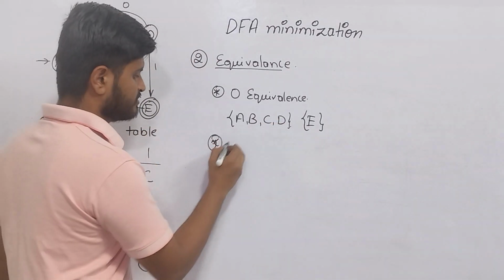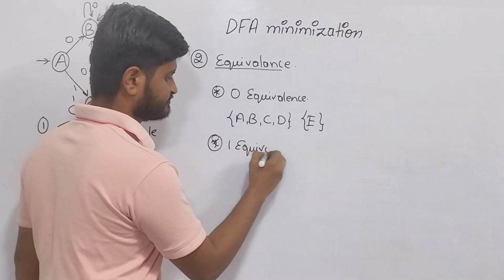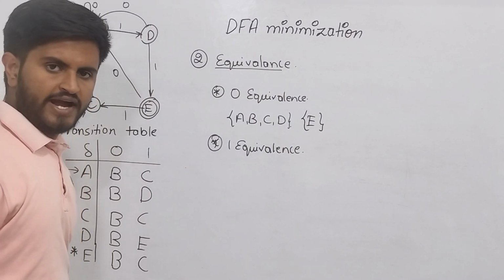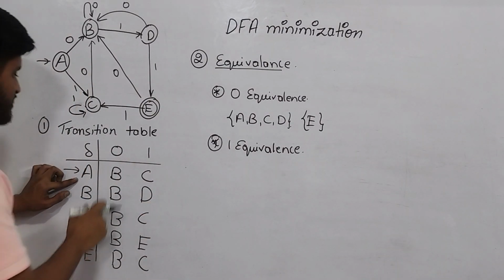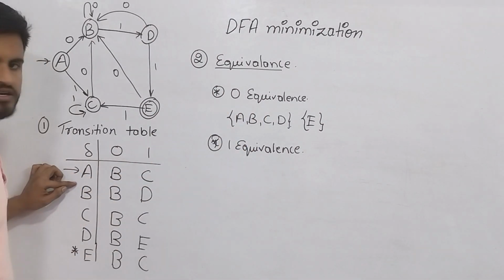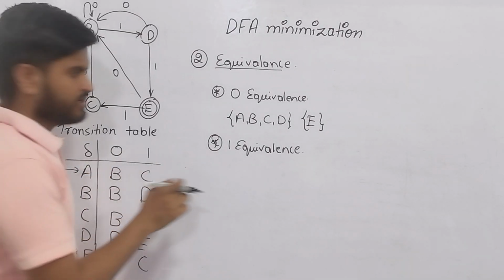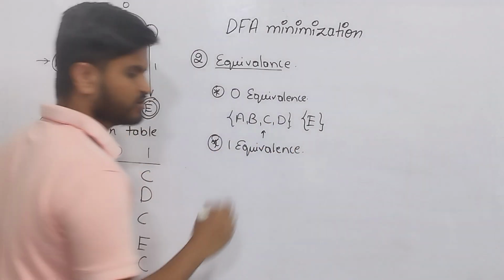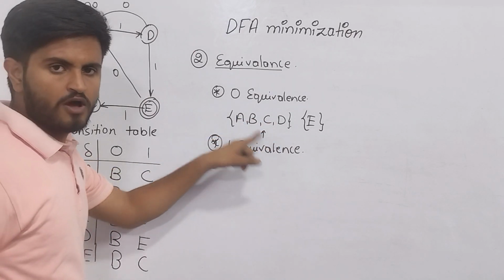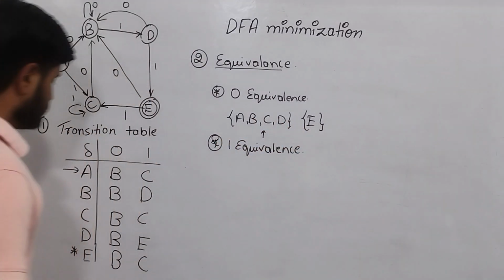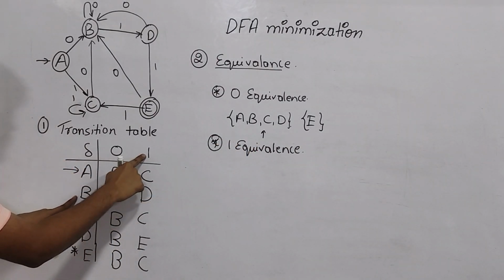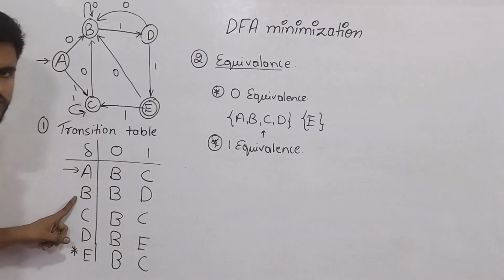Now let's move to the one equivalence. In the one equivalence, we take A, B, C, D and their transitions. A, if you give 0, it is moving to B. If you give 1, it is moving to C. So for both 0 and 1, it is moving to the same group. All other elements in this group must also move to the same group, or else they will be separated. Now B, for 0 it is moving to B, which is in this group only. For 1 it is moving to D, which is in this group only.